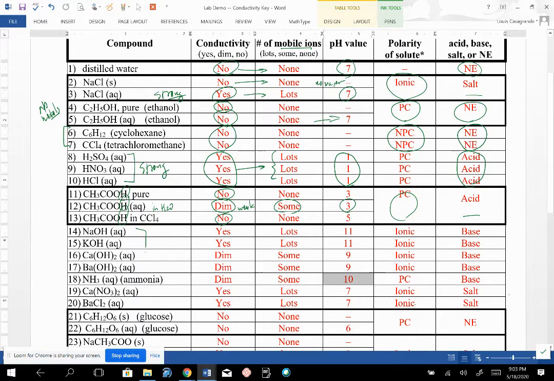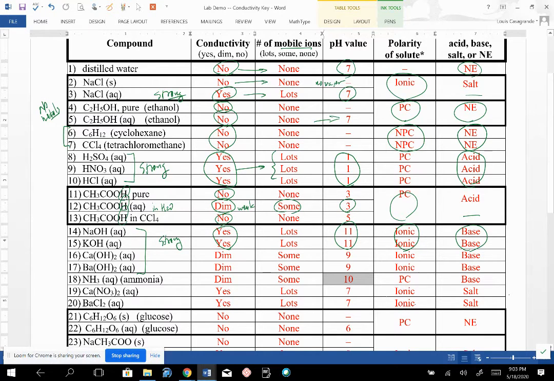14 through 17, these are bases. Two of the bases conduct electricity a lot, so they're strong electrolytes. They have a very high pH, meaning they're basic. They are ionic, but they're not salts. There's a difference between an ionic compound and a salt.